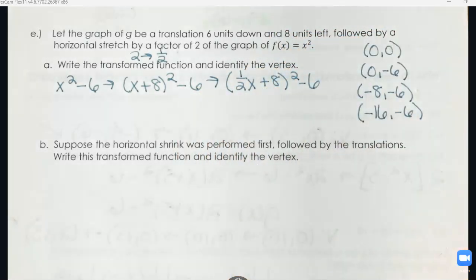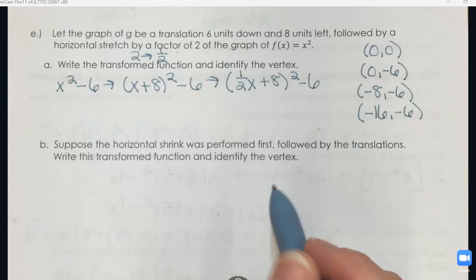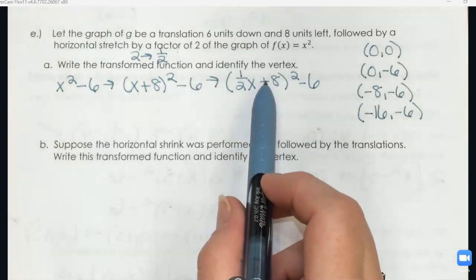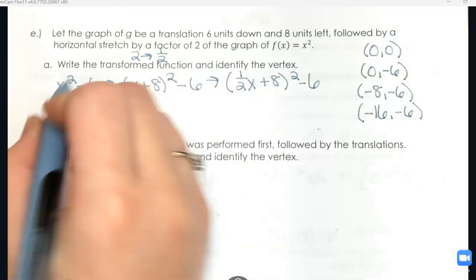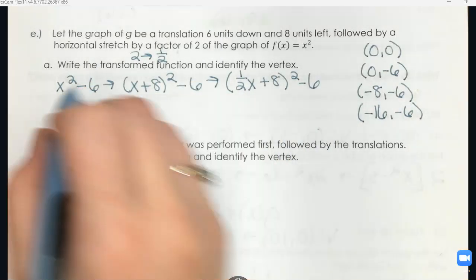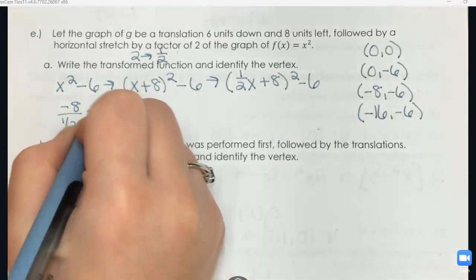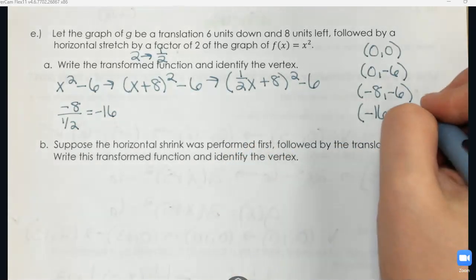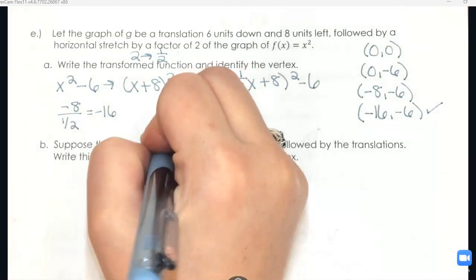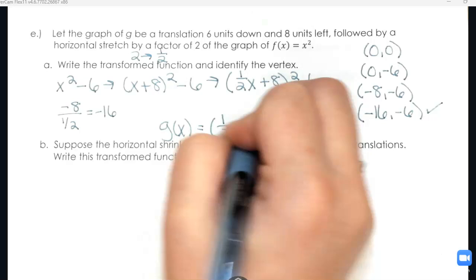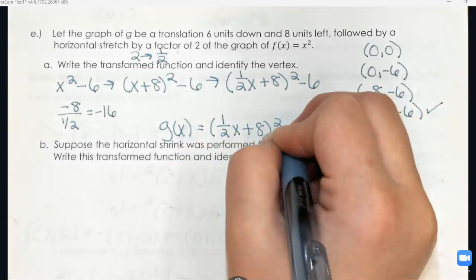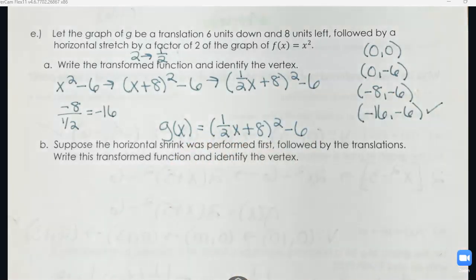And now I am no longer in vertex form. I'm in that other form that we have been talking about. And to double check where my vertex should be, I need to divide c by b. So if this is plus 8, that tells me that c is negative 8. And our b value is 1/2. Negative 8 divided by 1/2 is negative 16. My d value is negative 6. So my vertex is in the right spot. And our new transformed function will be 1/2 x plus 8 squared minus 6.